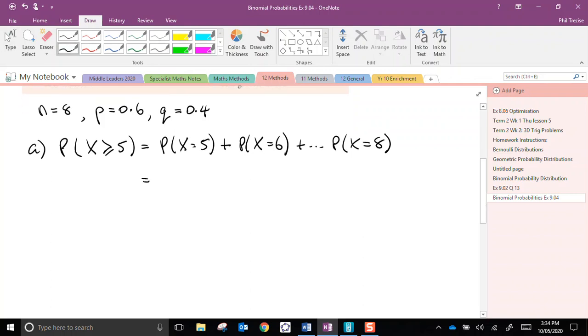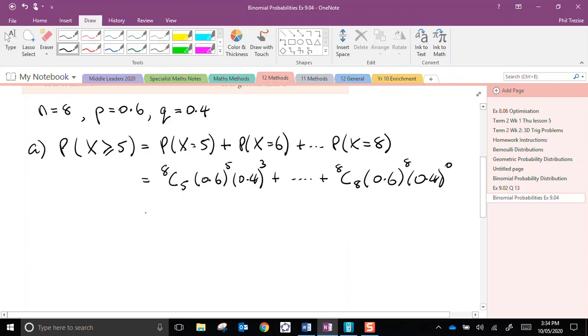Well, I suppose I should show a little bit of working to show my understanding. I should say that this would be 8C5, and we would have 0.6 to the power 5, 0.4 to the power 3, plus ... and I'll write the last one. We would have 8C8, 0.6 to the power of 8, 0.4 to the power of 0.